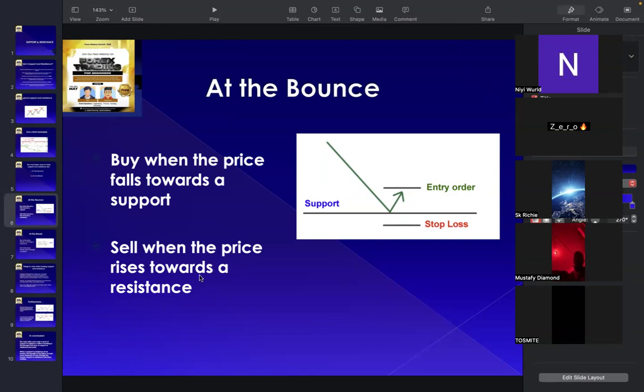Sell when the price rises towards the resistance. So everybody sells when the price comes to the resistance, while they buy when the price comes to the support. Simple. Nothing else. It's not magic.